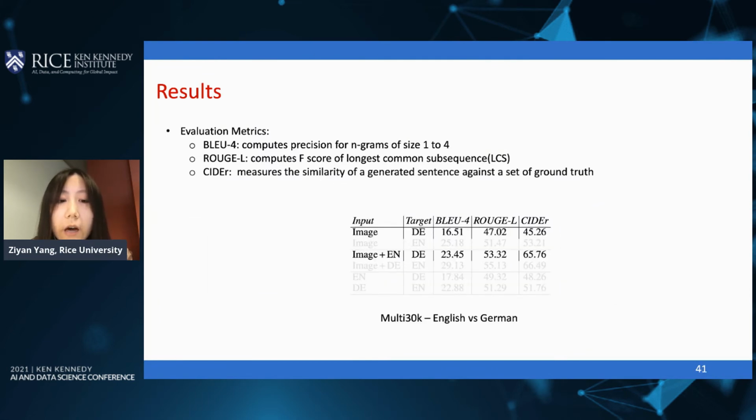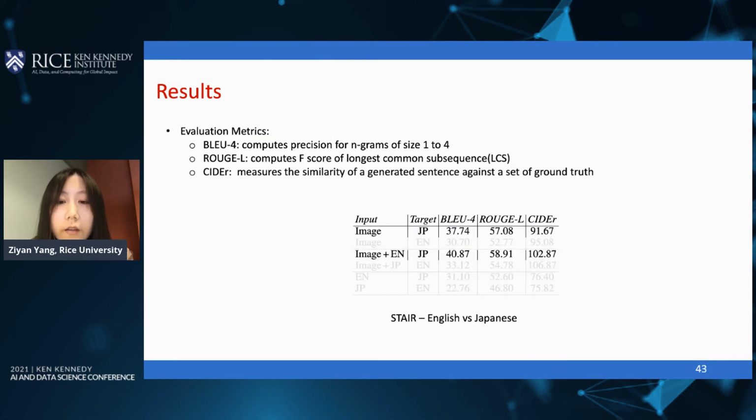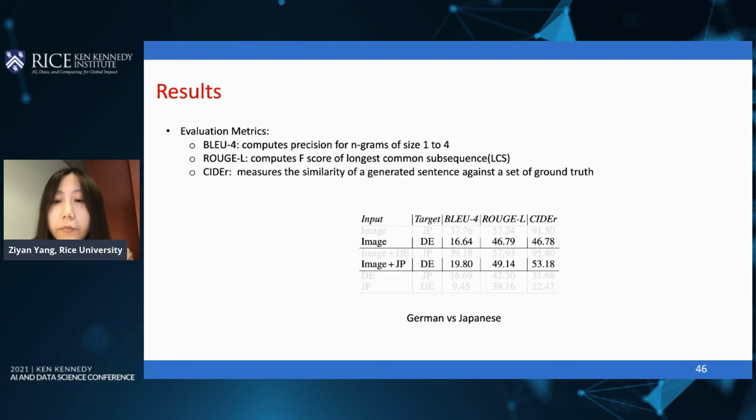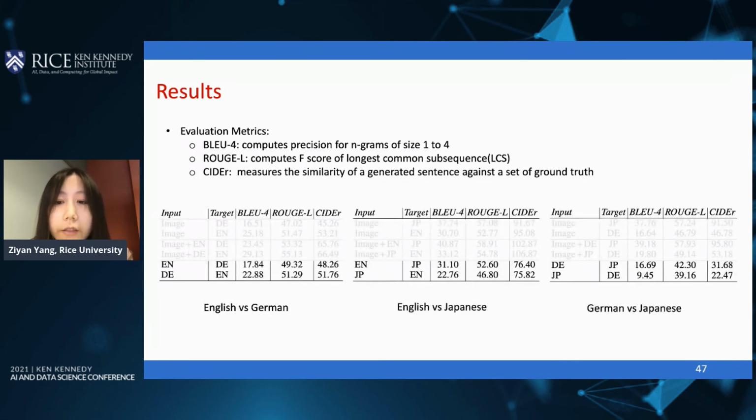As we can see, with the help from English, we can get better captions for German. Similarly, German can help English. English helps Japanese. Japanese helps English. German helps Japanese. And finally, Japanese helps German. The improvement in caption generation is consistent through all the cases. For only transferring information between languages, we can also get some reasonable results as shown here.